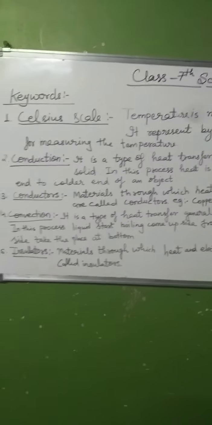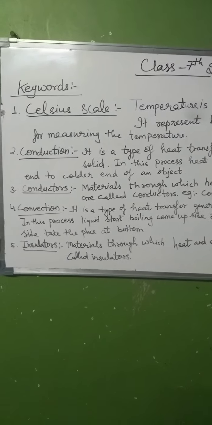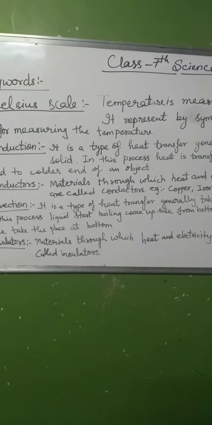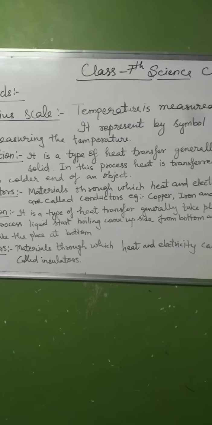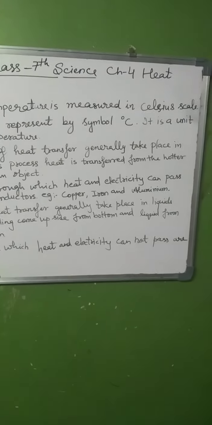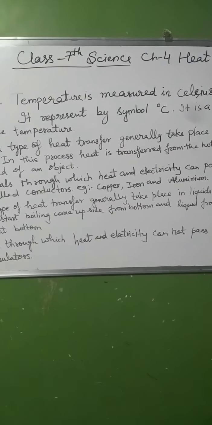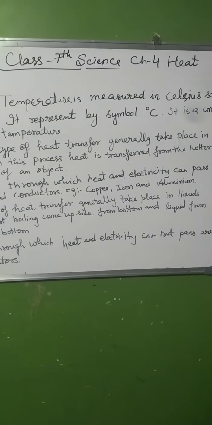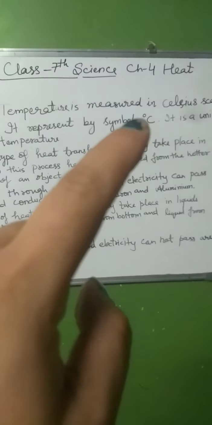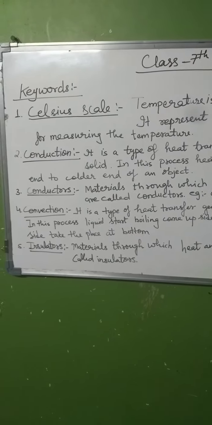The first keyword which is given in the textbook is Celsius scale. What is the Celsius scale? Temperature is measured in Celsius scale. It is represented by the symbol degree 0 and C. It is called degree Celsius. It is a unit of measuring the temperature.